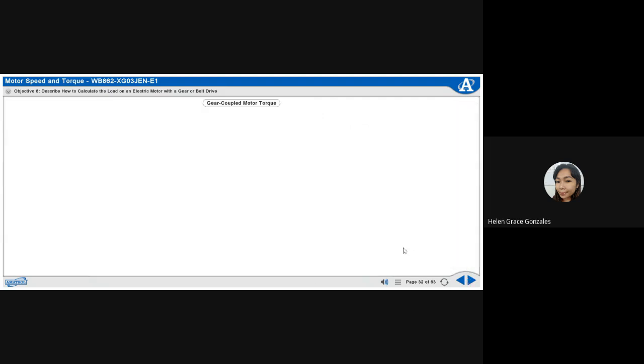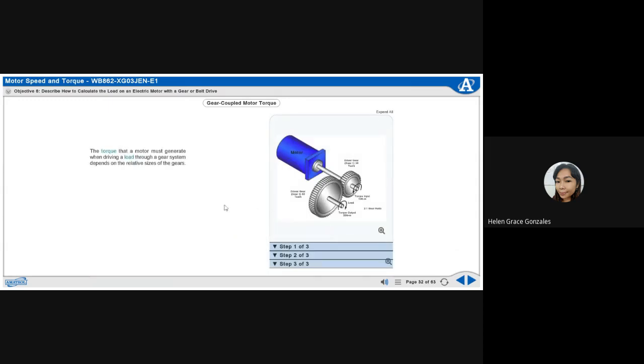Describe how to calculate the load on an electric motor with a gear or belt drive. The torque that a motor must generate when driving a load through a gear system depends on the relative sizes of the gears. As an example, the motor shown here is driving a load through 2 gears. The torque needed to turn the load is 20 Newton meters, but the torque that the motor must generate is only 10 Newton meters because of the gear drive.